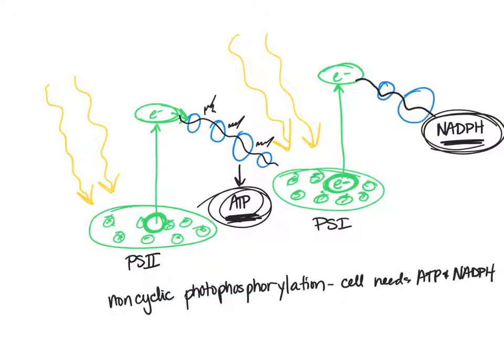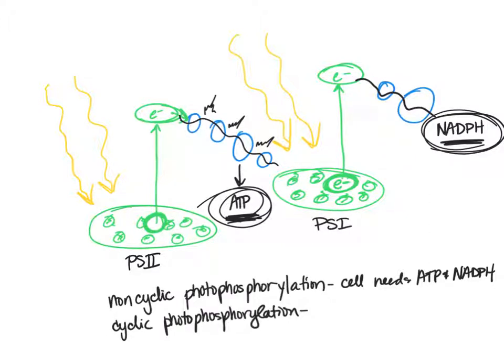Then we have the other one called cyclic photophosphorylation. So cyclic phosphorylation. So this is the pathway that's used in photosynthetic organisms when the cell's need for ATP outweighs its need for the NADPH. So in this case, it's saying, you know what, we don't need NADPH right now. What we really, really need is ATP. So in this case, all we're going to use is the PS1, and the electron is going to return to the PS1 after the electron transport chain.